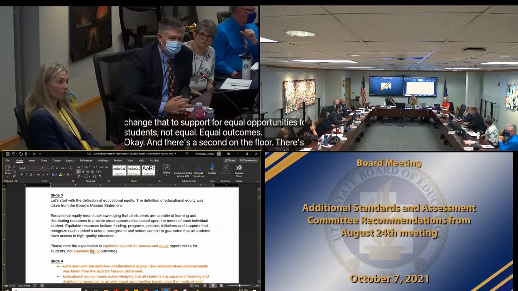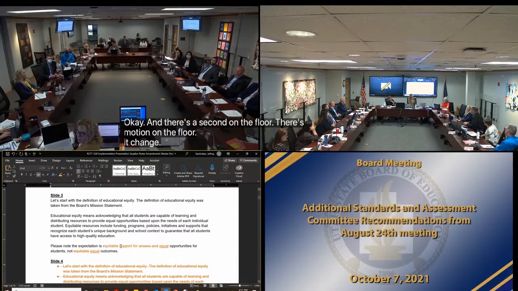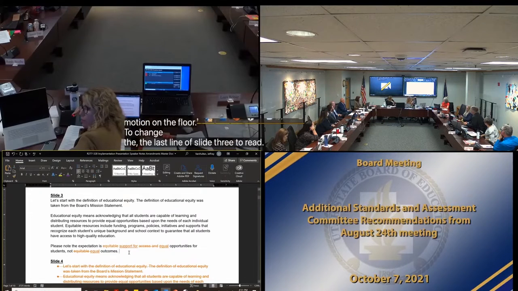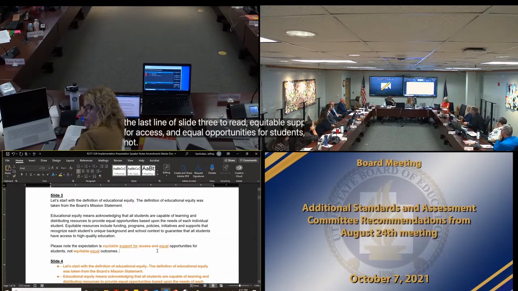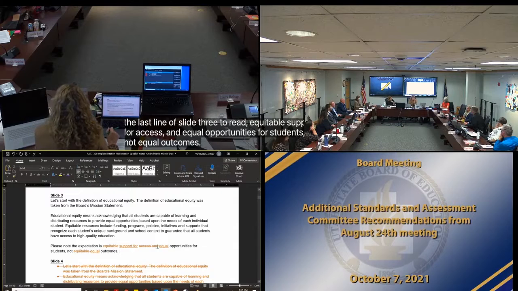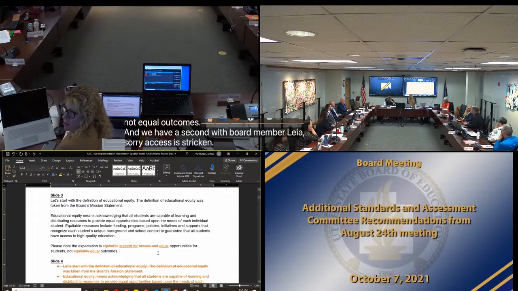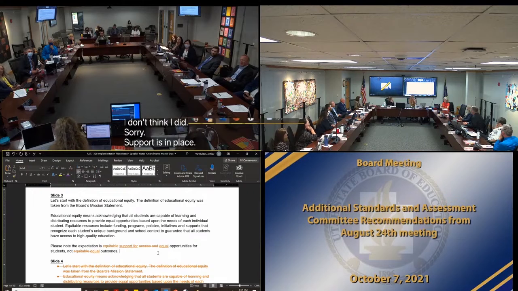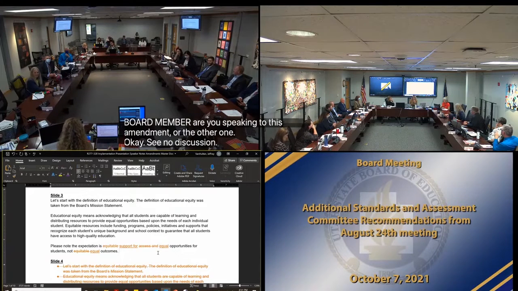There's a motion on the floor to change the last line of slide 3 to read equitable support for access and equal opportunities for students, not equal outcomes. And we have a second with Board Member Lear. No, I'm sorry, access is stricken. Support is in place of access. I apologize. Board Member Earl, are you speaking to this amendment or the other one? I don't know now. Okay. Seeing no discussion on this amendment, please vote.